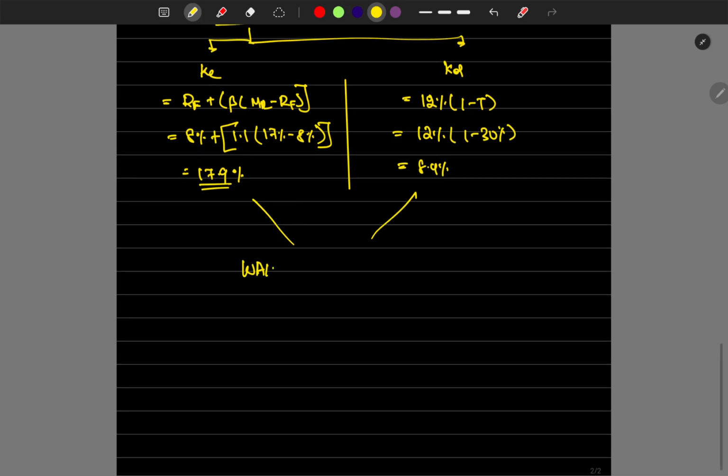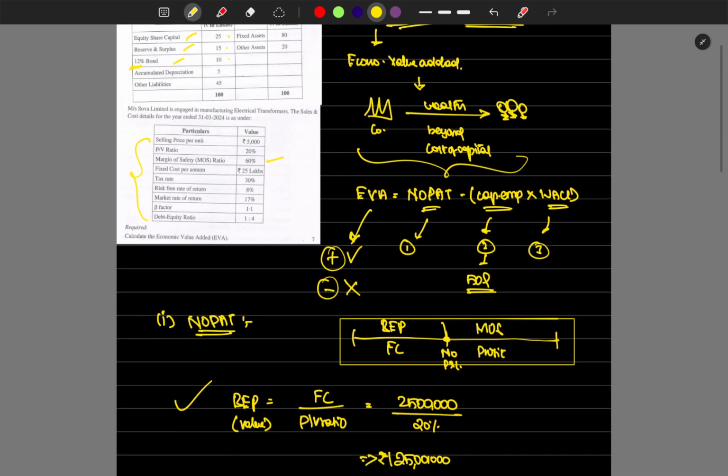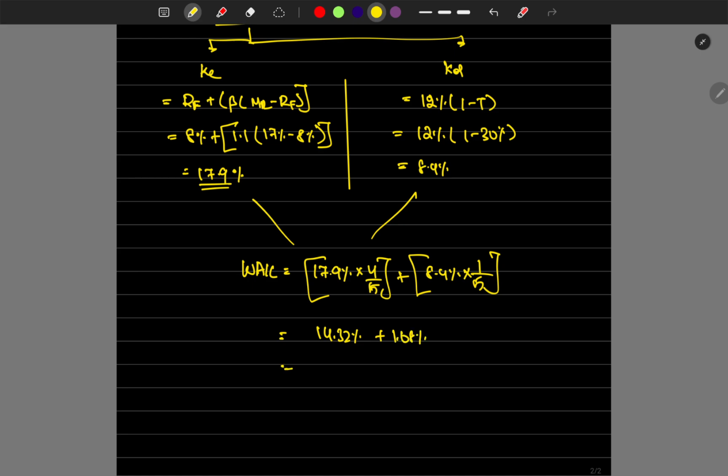Okay, we got both. What we have to do is calculate the weighted average cost of capital. What's the weight of KE? KE's weight is 4. Okay, 17.9% into 4 by 5 plus 8.4% into 1 by 5. So 17.9 into 4 by 5 is 14.32% plus 8.4 by 5 which is 1.68%. Total it, we get 16% as the weighted average cost of capital.